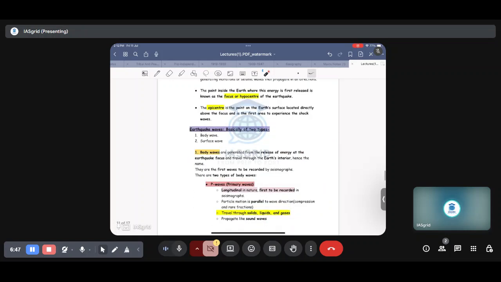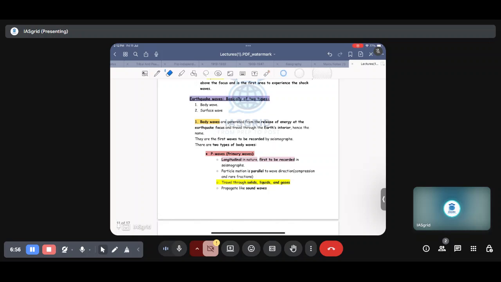And there are basically two types of waves that are formed by earthquakes. One is the body wave, another is the surface wave. Body waves are generated when the release of energy of the earthquake focuses and travels throughout the earth's interior. This is the keyword here. It travels inside the body of the earth, as the name itself suggests. So just remember, body waves travel in the body of the earth.